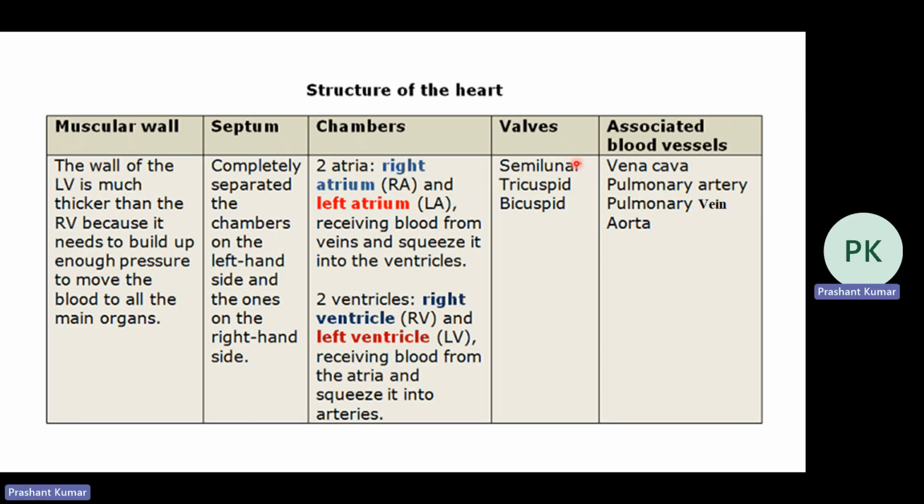This is the summary of what we have discussed. So you must pause the video and have a look. Meanwhile, we'll go to the next section.